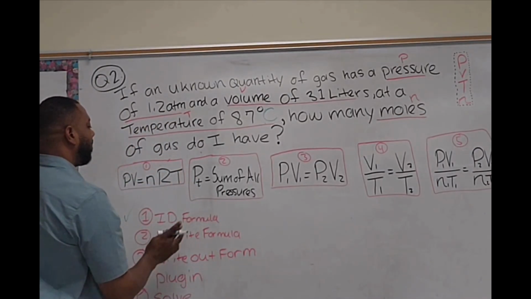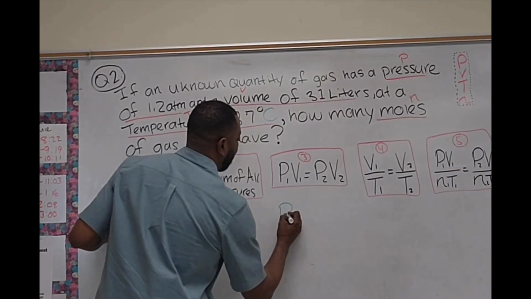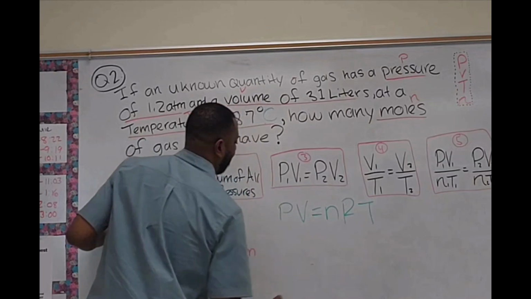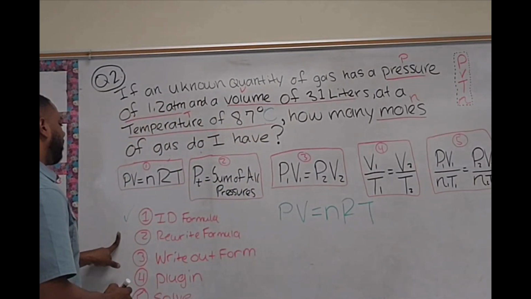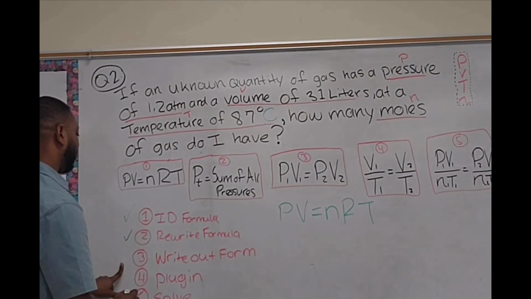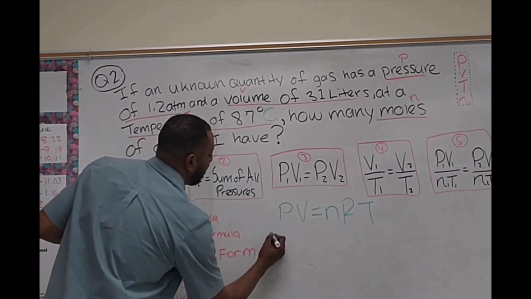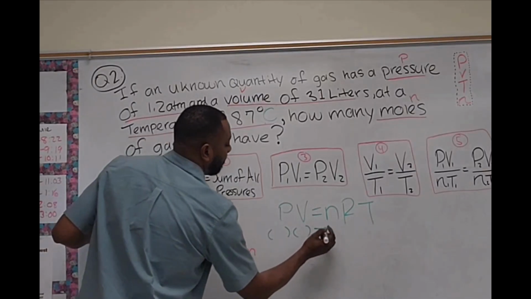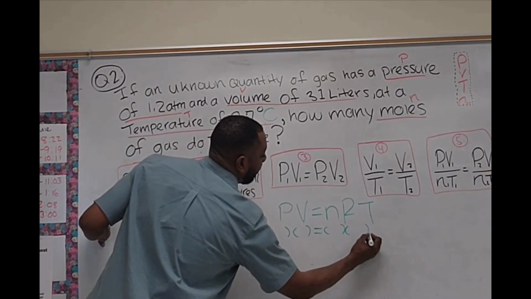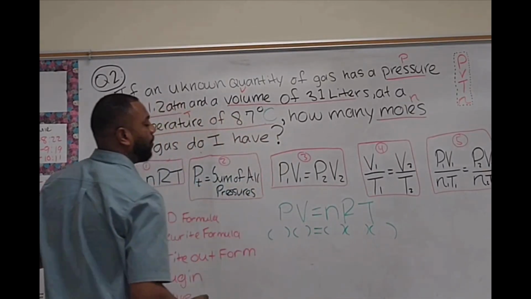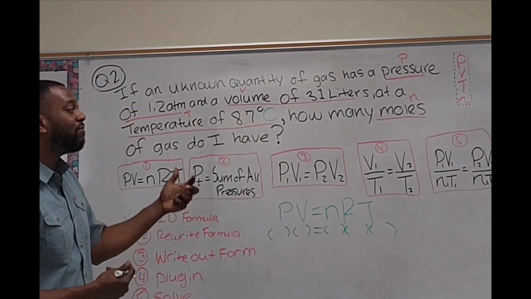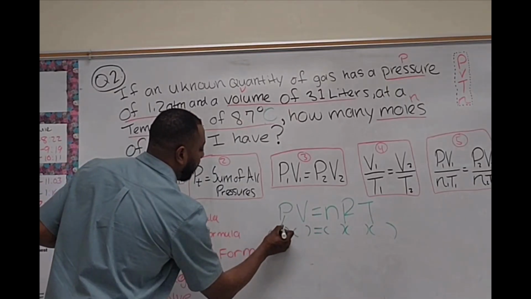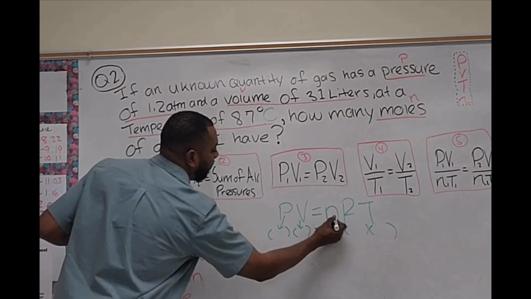Step 2, rewrite the formula. Let's rewrite that formula. PV equals nRT. All right, step 2, rewrite the formula. Okay, step 3, write out the form. So underneath that, here's the form for this formula, okay? Parentheses, open parentheses, equals, open parentheses, open parentheses, open parentheses. What is the purpose of that? That gives me my spots, and it makes the math much more convenient later on when I tell you what to do with the numbers, okay?